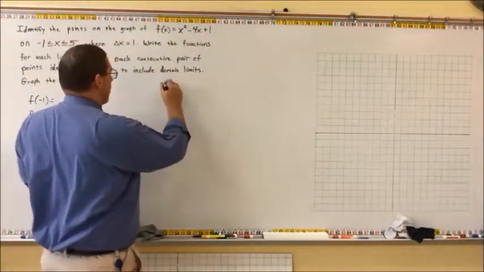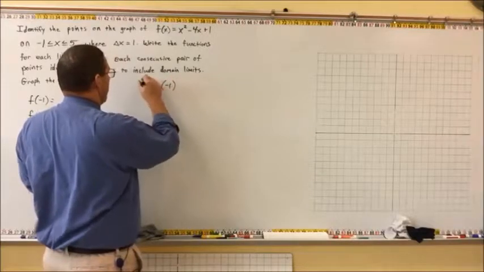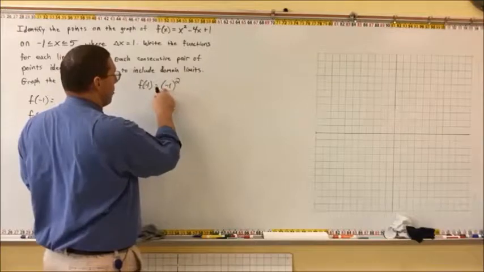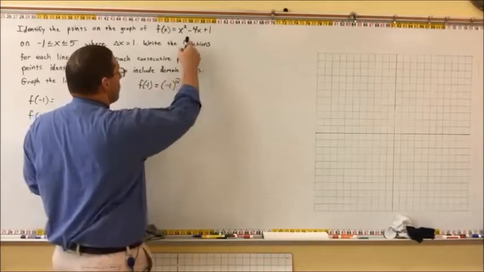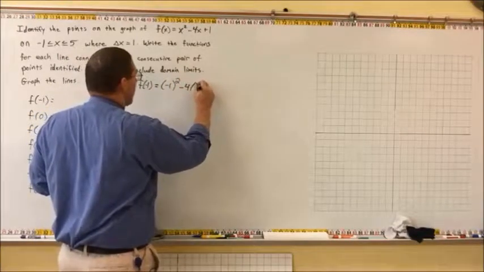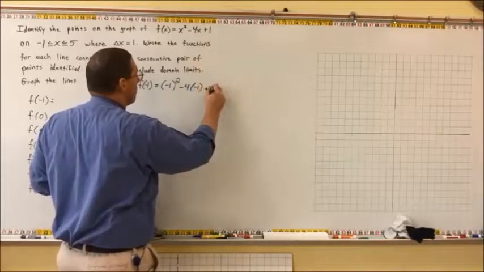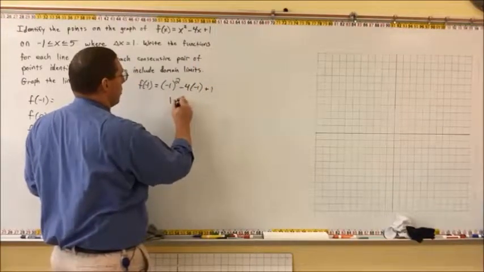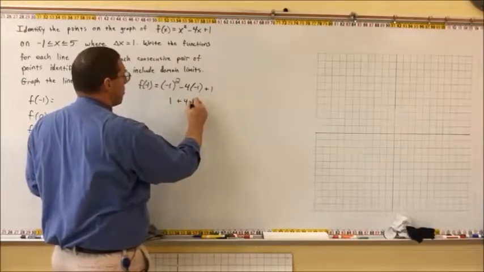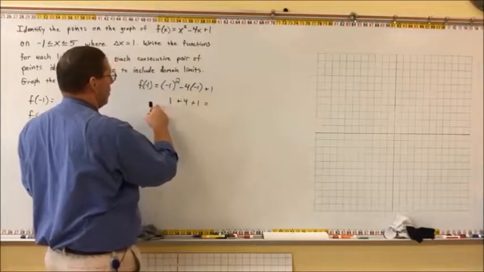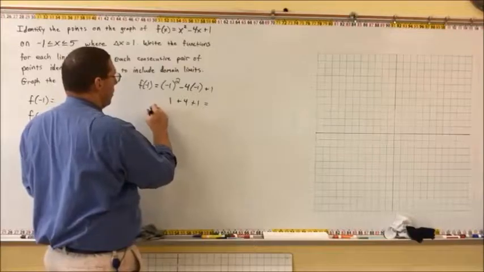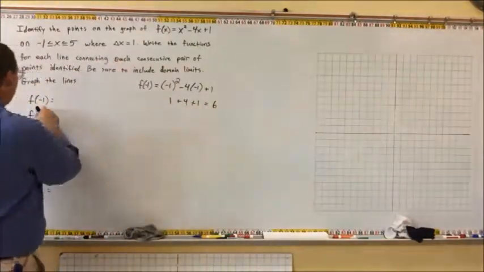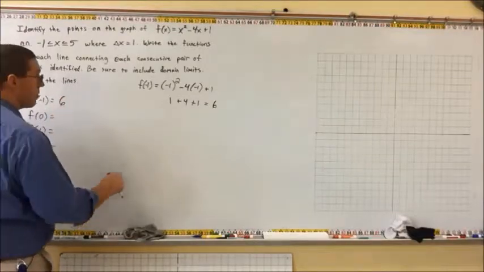Actually, let's write this out. We got -1, so f of -1 is going to be equal to (-1) squared. Notice I put it inside parentheses. (-1) squared minus 4 times -1 plus 1. (-1) squared is 1. -4 times -1 is plus 4, plus 1. Okay, so f of -1 is equal to 6. 1 plus 4 plus 1 is 6. So f of -1 is 6.